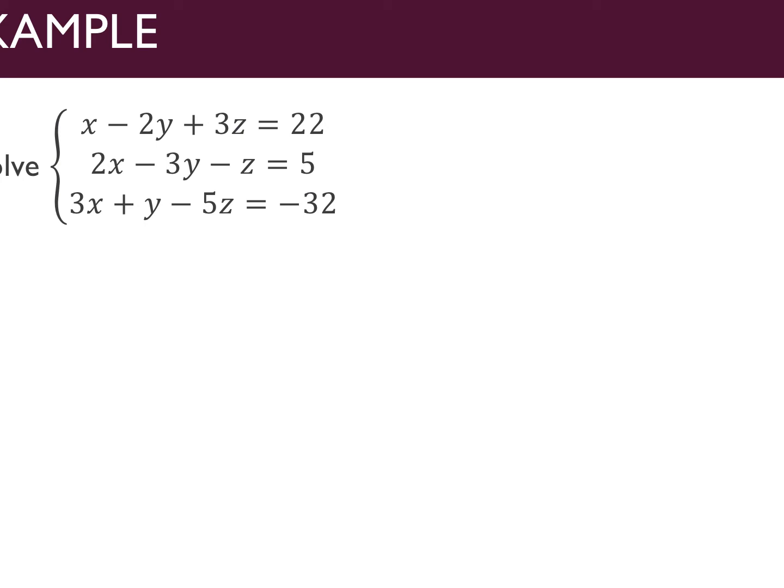So which variable appears to be the easiest to eliminate? In this case, it doesn't really matter if you do x or y, whatever your preference would be. You could get rid of z again first if you would like to, just because they're opposite signs already here and here. That means we would multiply equation 2 by 3. So 6x minus 9y minus 3z equals 15. And we're just going to recopy equation 1.